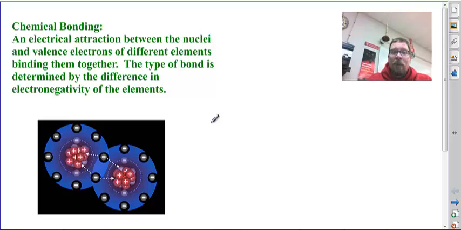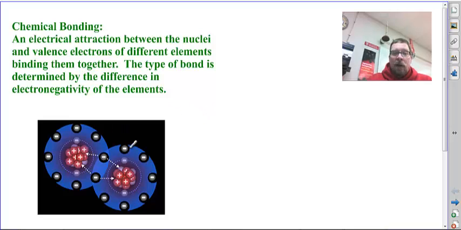Chemical bonding. Now, you've probably heard a lot about ionic bonds, covalent bonds, different types of bonds through other science courses you've had. Really, we need to narrow it down to one thing. Ionic bonds, covalent bonds, metallic bonds, while there's slight differences in how the atoms interact, really that's about properties.